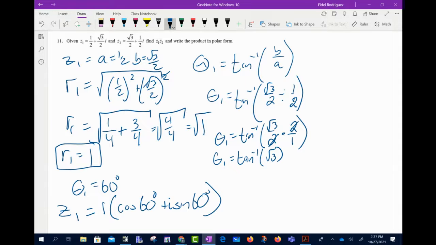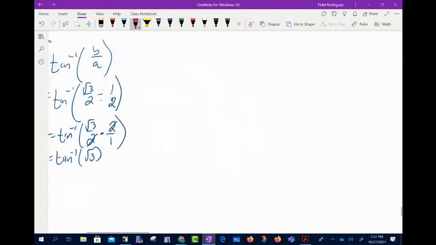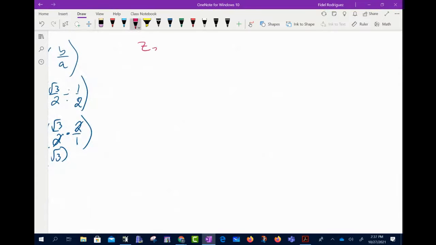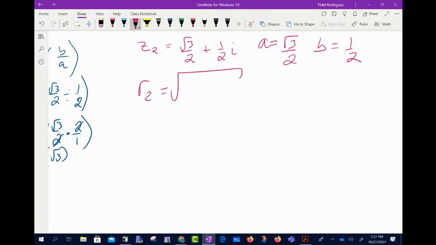Y'all, we're going to do exactly the same thing for Z2, okay? So look, we're going to go like this. Here is my Z2. I'm just going to do it over here on the side, y'all, where I have a little bit more room. So Z2 was the square root of 3 over 2 plus 1/2 with an I. So do y'all agree with me here that A is the square root of 3 over 2 and B is 1/2?